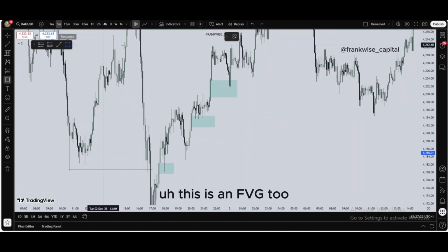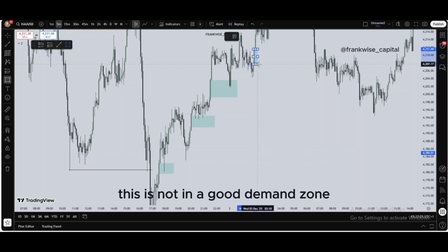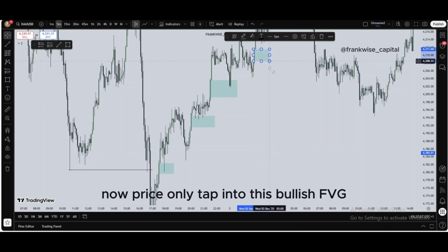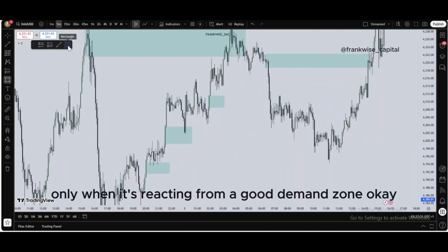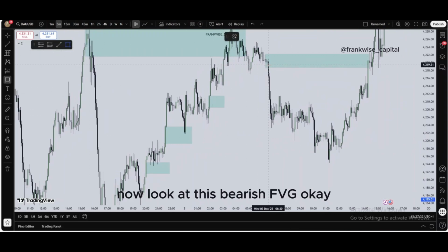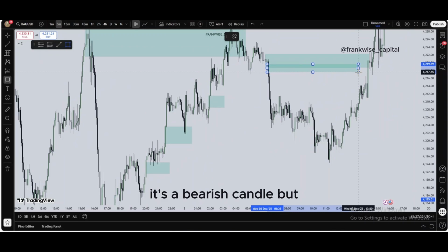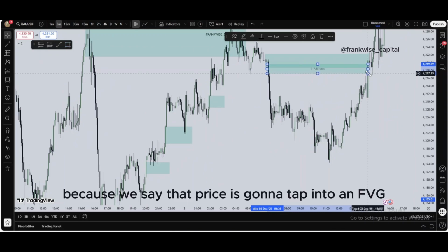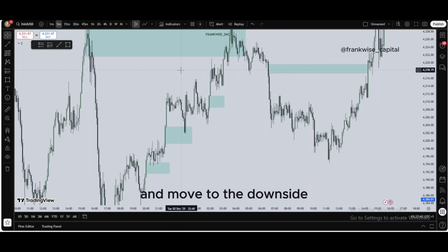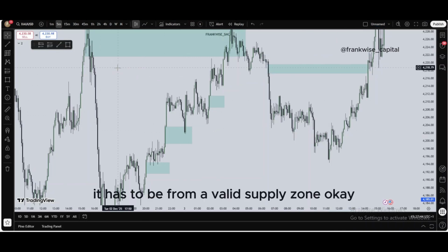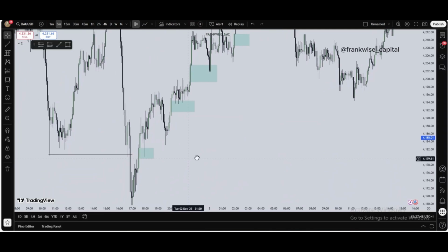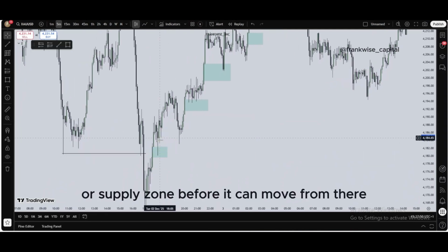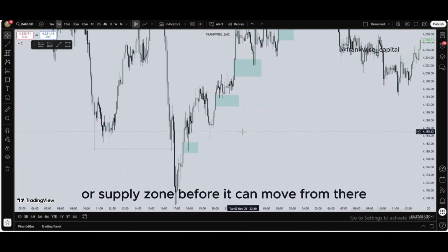This is an FVG too, but this is not in a good demand zone. Now, price will only tap into this bullish FVG and move to the upside only when it's reacting from a good demand zone. Now look at this bearish FVG. It's in a bearish candle, but because price is going to tap into an FVG and move to the downside, it has to be from a valid supply zone. It has to be from a valid demand or supply zone before it can move from there.